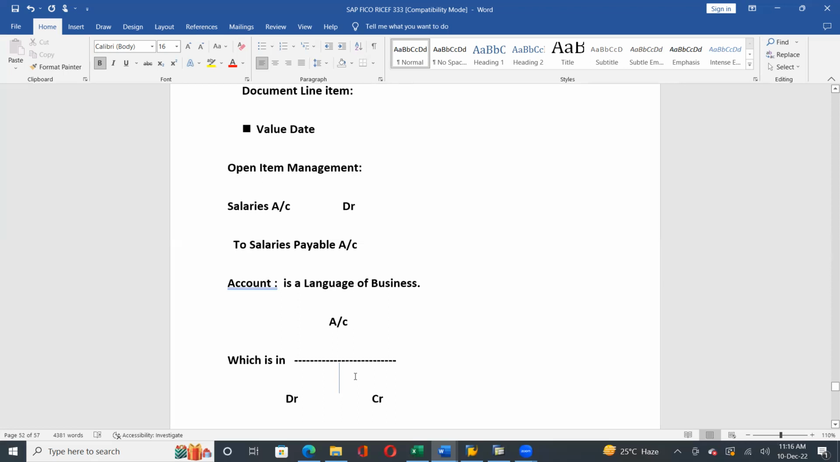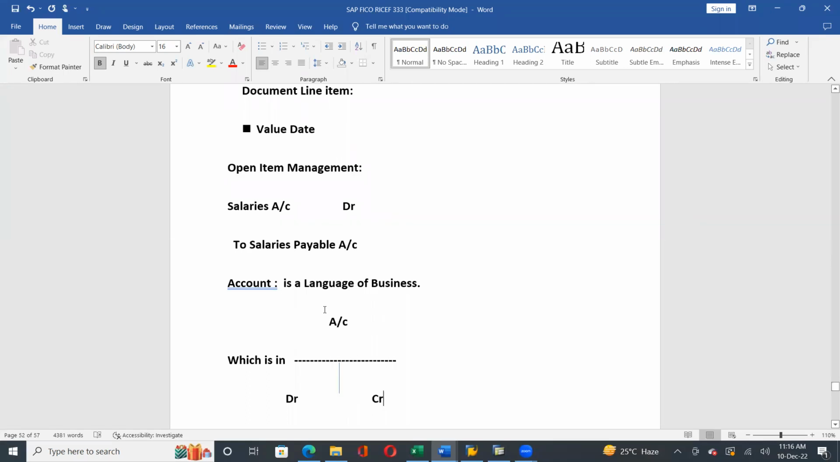For a real account, which deals with business assets, if something is coming in, we will debit it. If something is going out from the business, we will credit it. And for a nominal account, business expenses and losses we record on the debit side, and incomes and gains we record on the credit side.